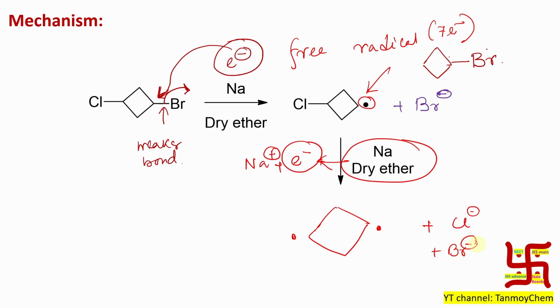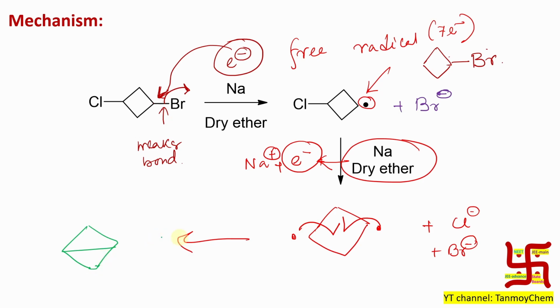Now these radicals combine together. Since it is the movement of a single electron, I am giving a half arrow, or it is called a fish hook arrow. So what is the product here? It is actually a bicyclic compound, both sides 3-member ring.